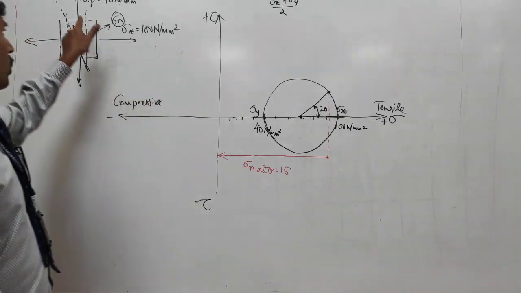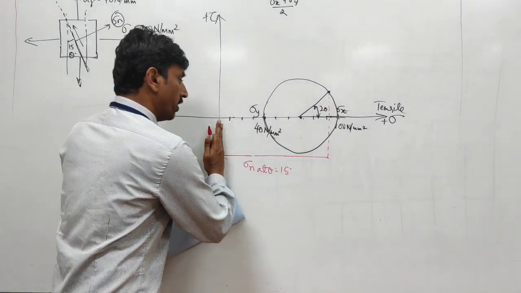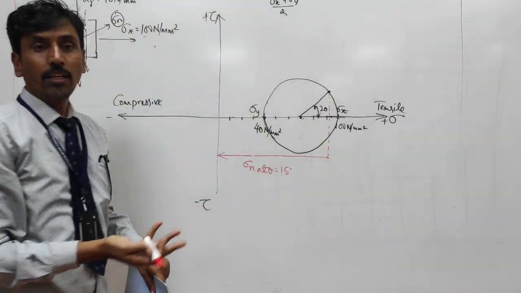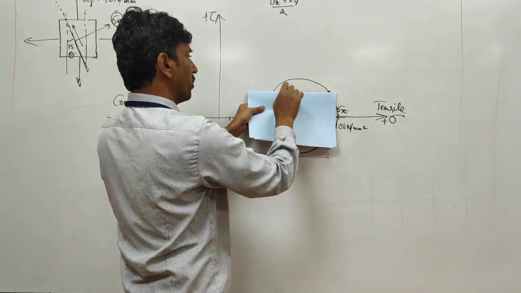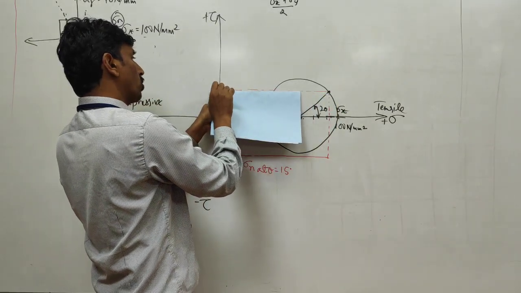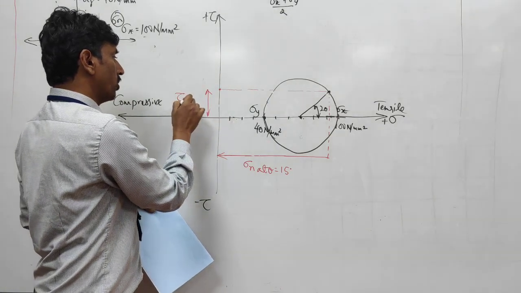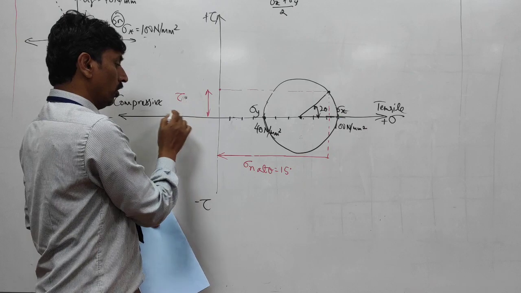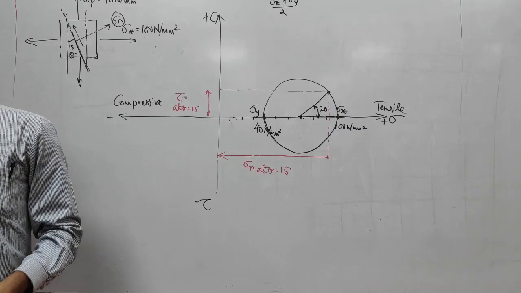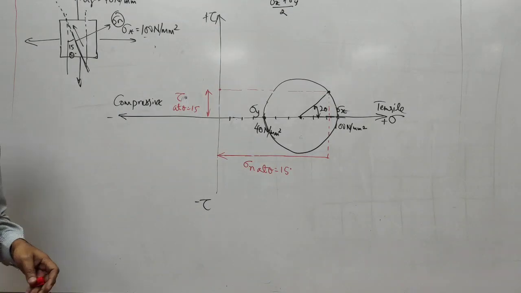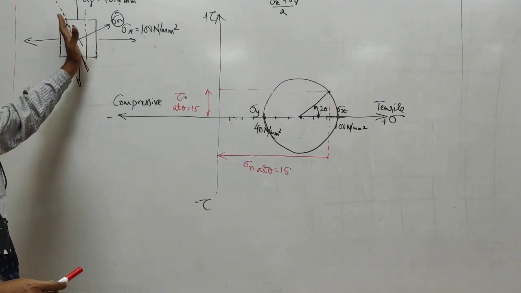And if you want the shear stress at an angle of 15 degree, then what you should do? Now I measured this in the x-axis. I should measure shear stress in the y-axis. What I should do? I should actually draw a horizontal line like this. Where this horizontal line meets the y-axis, this value gives the shear stress tau at an angle theta equal to 15 degree. So in this way, you have to find out the normal stress and the shear stress at various angles theta.